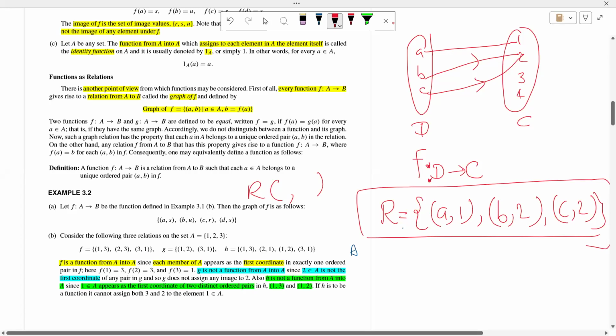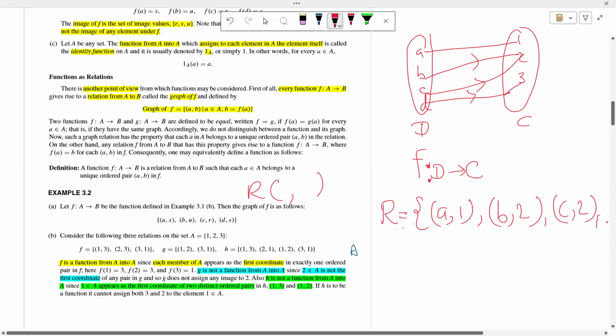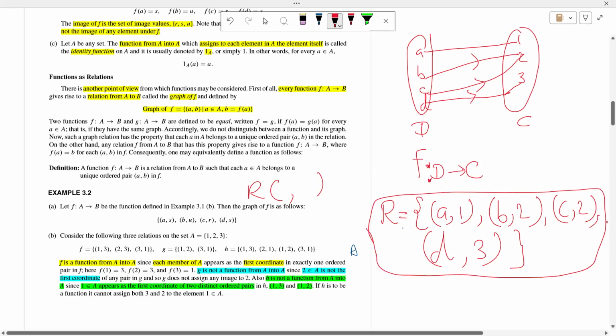Maybe if you have another element D, maybe you can put this one here, or maybe I can write this one here. Then my relation is increased into D comma 3, right? So this is my relation. So relation means the first element is a domain element. This is a domain element, this is a domain element, this is a domain element. The second element is the codomain element, right?